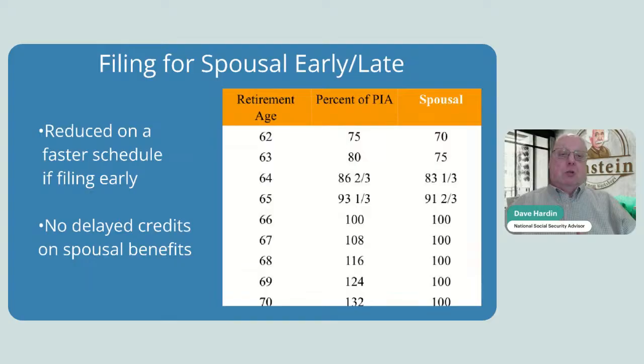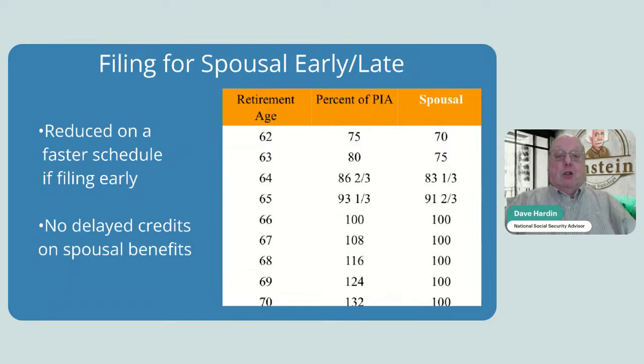Here's the example that we just used. John's $2,000 a month benefit. Jane at full retirement age would get half of that, 1,000. At 62, she would get 70% of the 1,000, or $700. You might not think that's a lot, but $300 a month is $3,600 a year over 10 years. That's 36,000. It adds up.